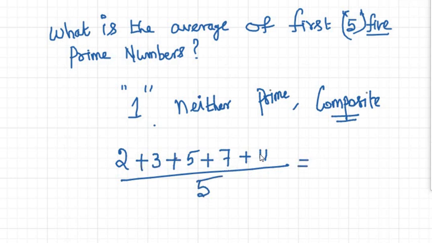Add everything: 10, 21, 28. 28 by 5 is what? 5.6. So the answer is 5.6. Please note down, 1 is neither prime nor composite.